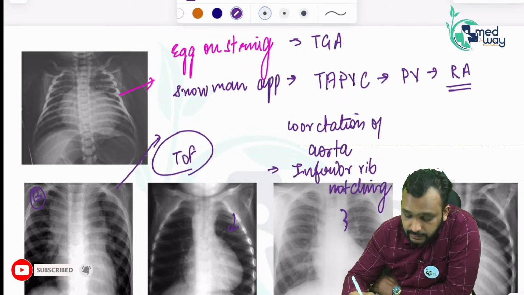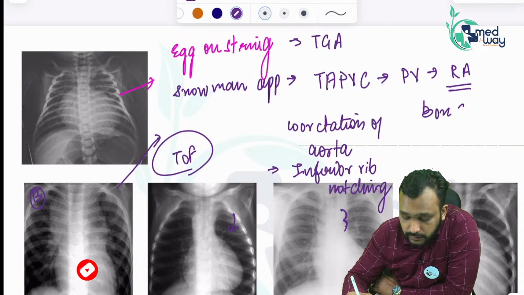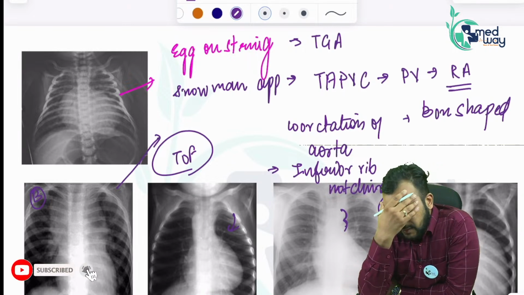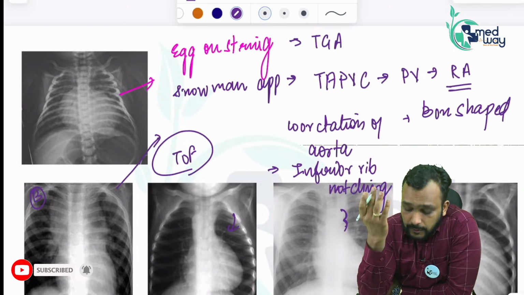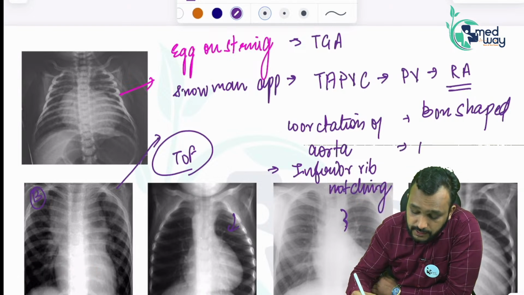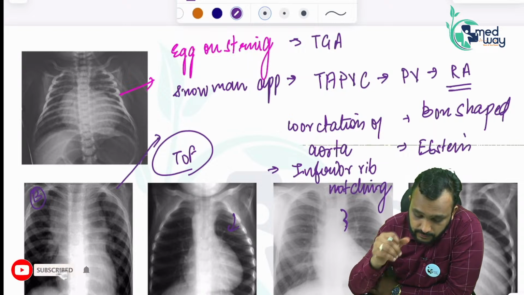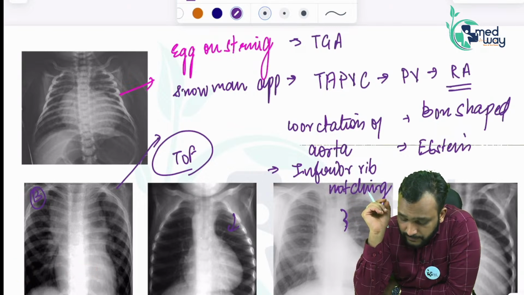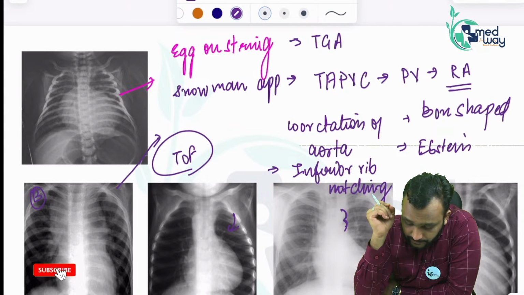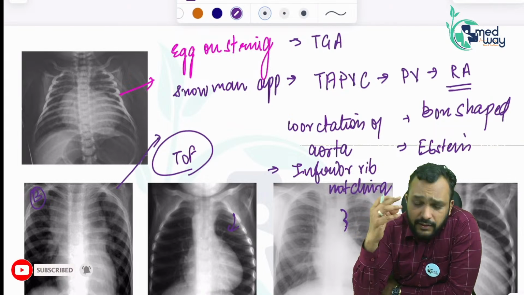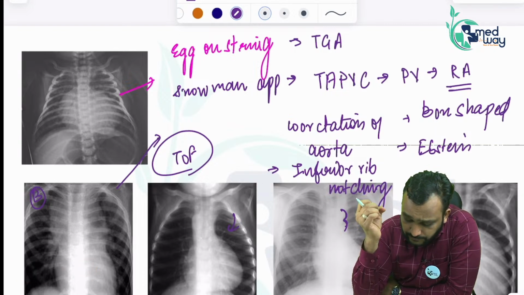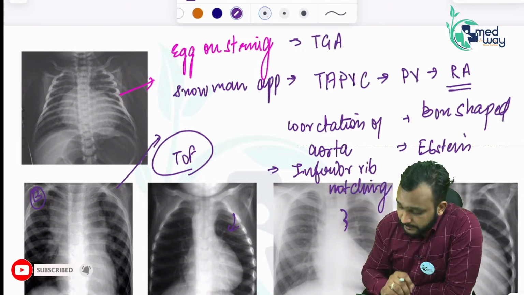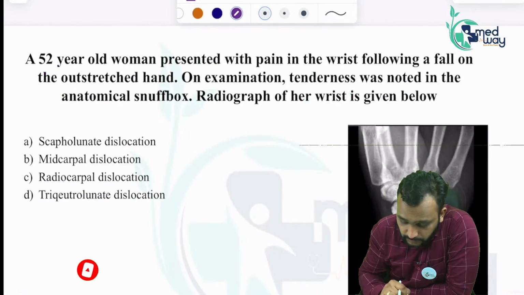right. And fourth is the box shaped heart that is seen in patients, and females who have had a history of lithium use, and this is your Ebstein anomaly, in which you will see that there is inferior displacement of the tricuspid valve leaflets, and there is a gross RA enlargement along with a smaller right ventricle, right. Next X-ray.